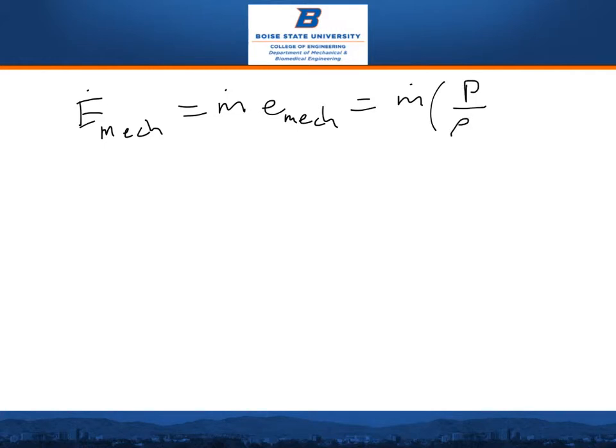We also introduced the idea of E dot mech, or the rate of mechanical energy of a flowing fluid, which is equal to m dot, the mass flow rate, times e mech, which is equal to m dot times (pressure over density plus v squared, or velocity squared, over 2 plus gz).